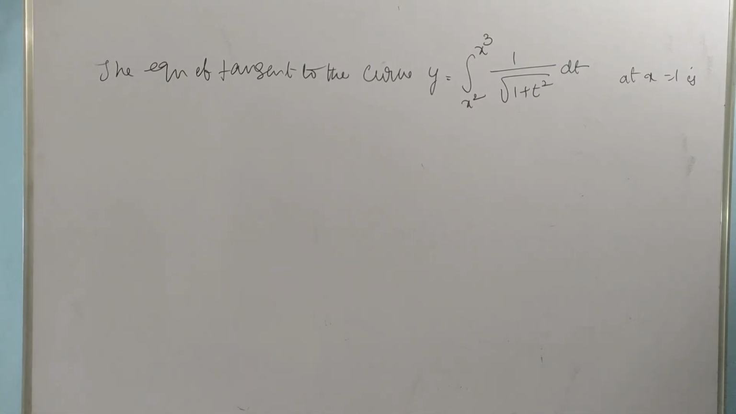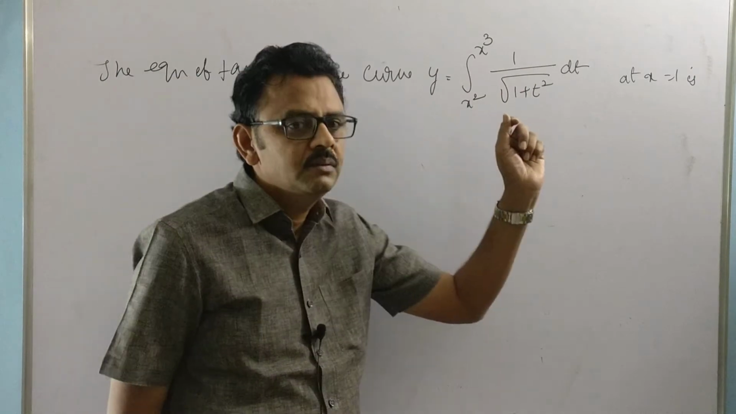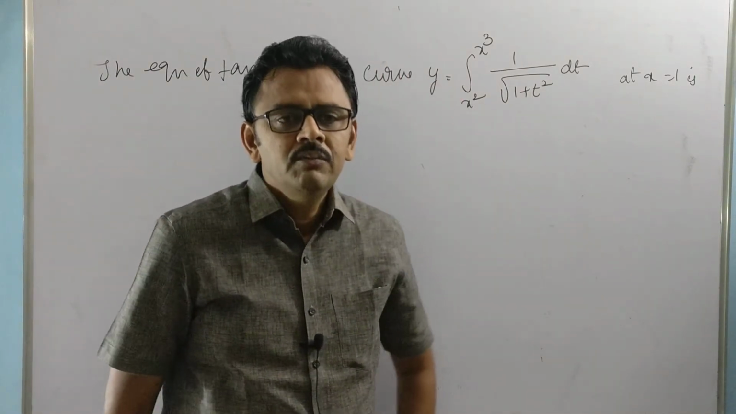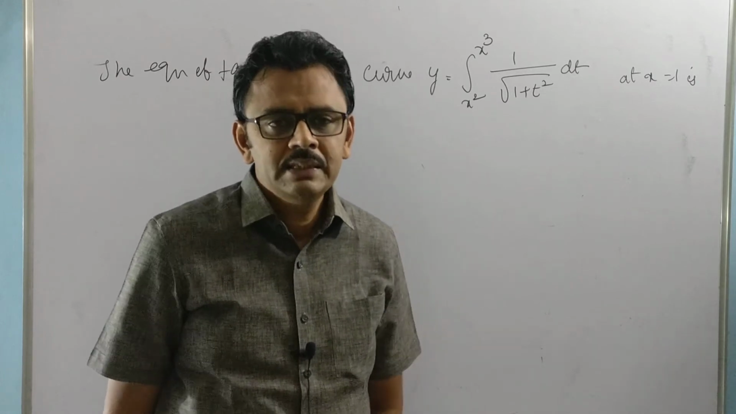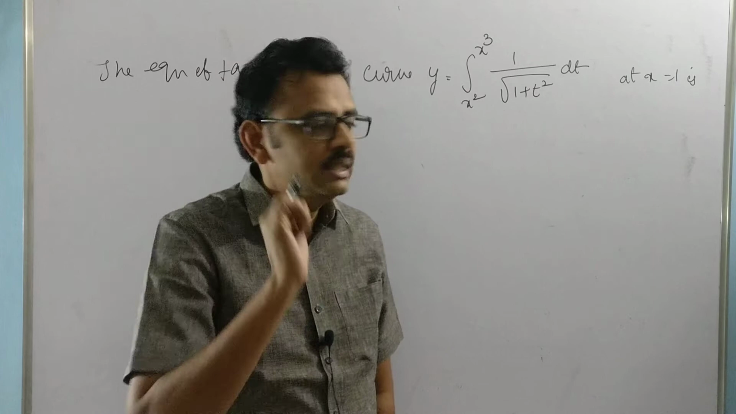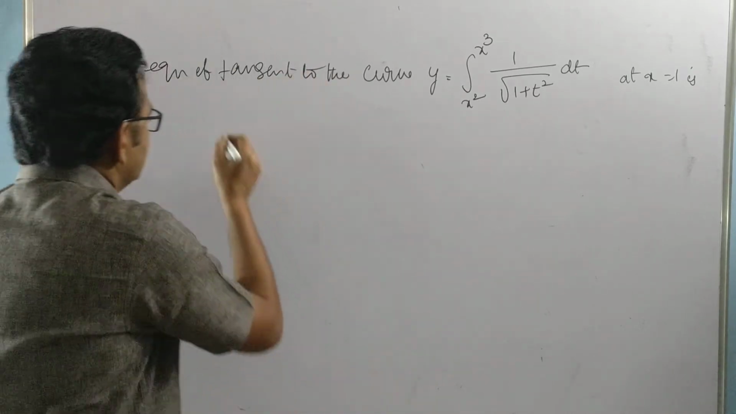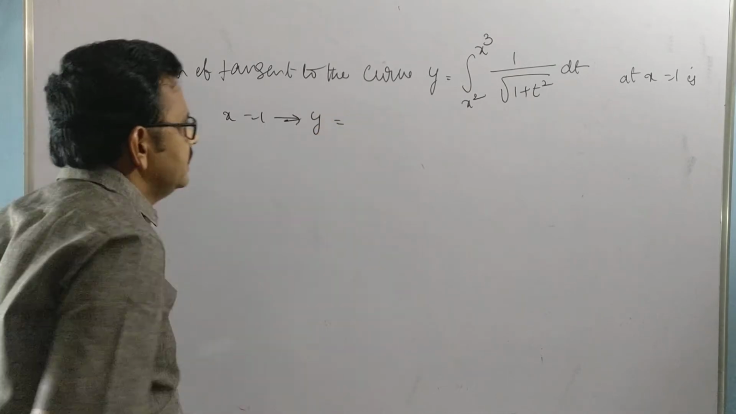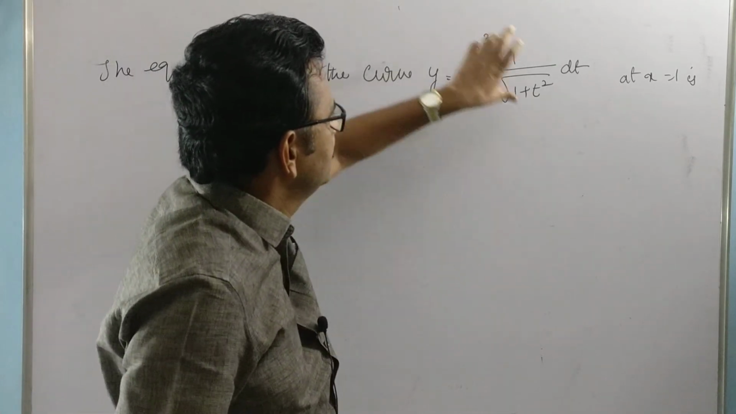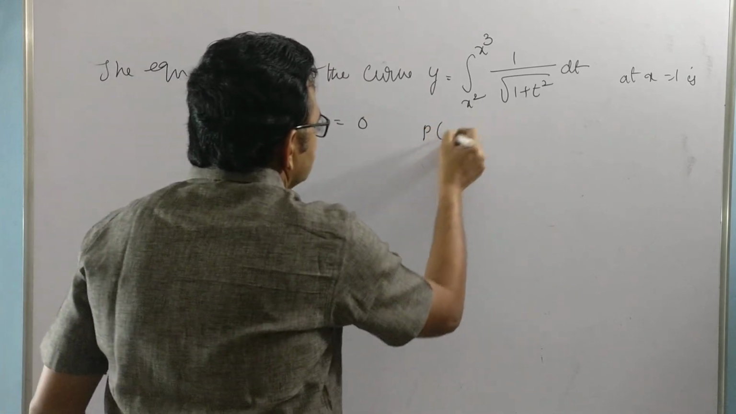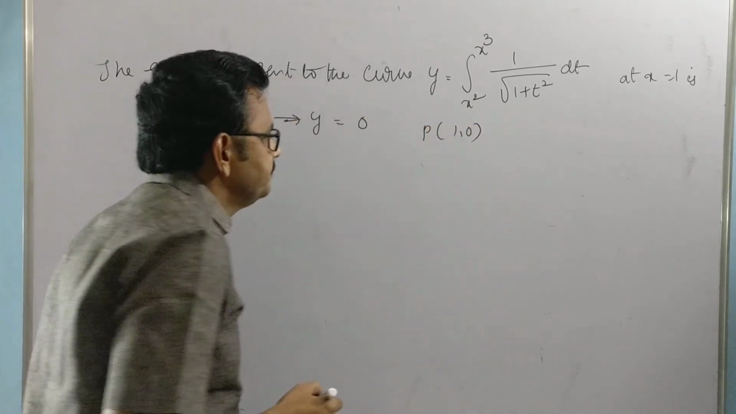Equation of tangent means y minus y1 is equal to m into x minus x1, where m is dy by dx at the point x1, y1. First of all, I have to find the point on the curve. At x equal to 1, y is equal to the integral from 1 to 1. 1 to 1 means what? 0. Therefore, the point is (1, 0).